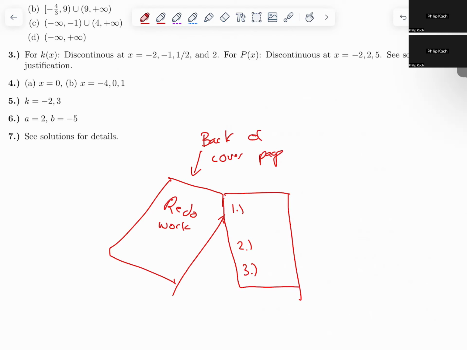You can redo it for up to 50% of the points back. So if the question's worth 20 points and you got 10, you can get back up to a 15, and so on and so forth.